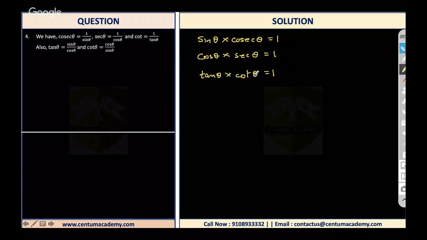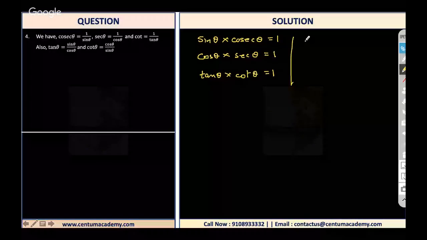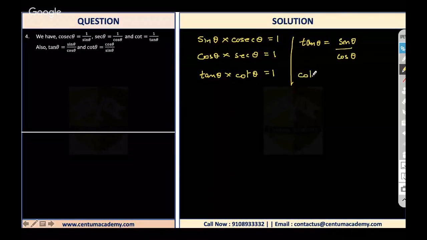Next, tan theta is sine by cos, and cot theta is cos theta upon sine theta. These two are basic, but this is where you become overconfident and make mistakes, so please be very, very careful. Once this changes, the entire question will go for a toss. Okay, so let's move on.